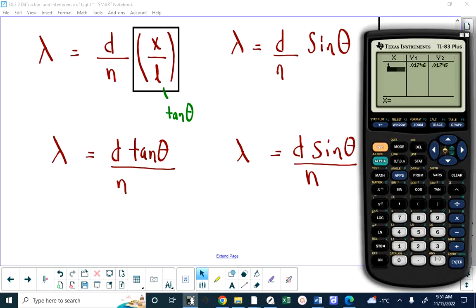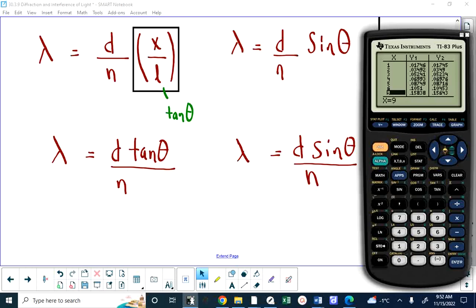But if I go into my table setting, I'll go to ask now, and I put in 1 degree. Well, at 1 degree, they're pretty close, aren't they? 2, 3, 4. What you discover is as the angle gets bigger, the hypotenuse is bigger compared to the adjacent side, so the tangent starts getting larger compared to the sine. I can continue to do this: 5, 6, 7, 8, 9.